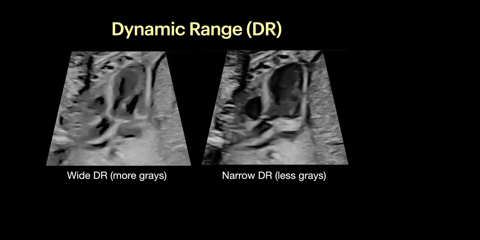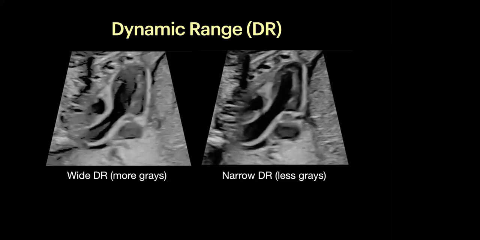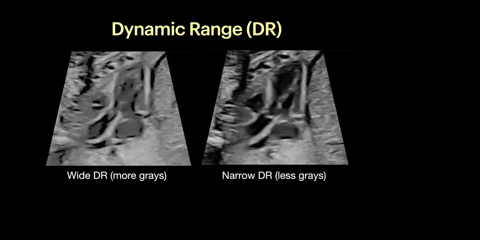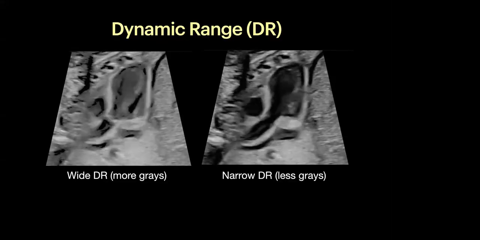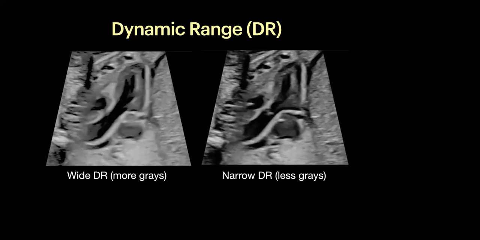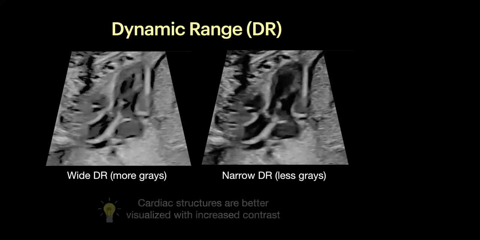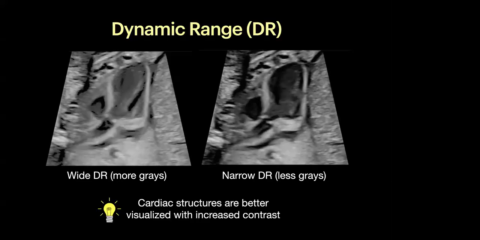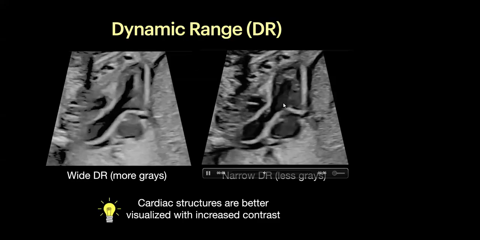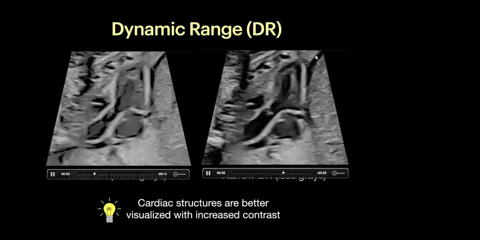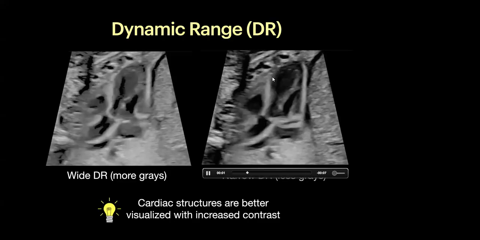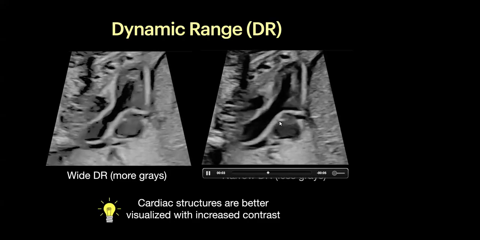Demonstrating the left ventricular outflow tract, demonstrating in 2 different dynamic range settings, and narrow dynamic range, which produces less grays. We can appreciate the heart structures better, sharp and defined in comparison to a wide dynamic range. Therefore, cardiac structures are better visualized with increased contrast, and you could clearly see the difference here. And you could appreciate this left ventricular outflow tract. Notice that you could appreciate the valves as well, and notice the border definition with just doing those simple steps.